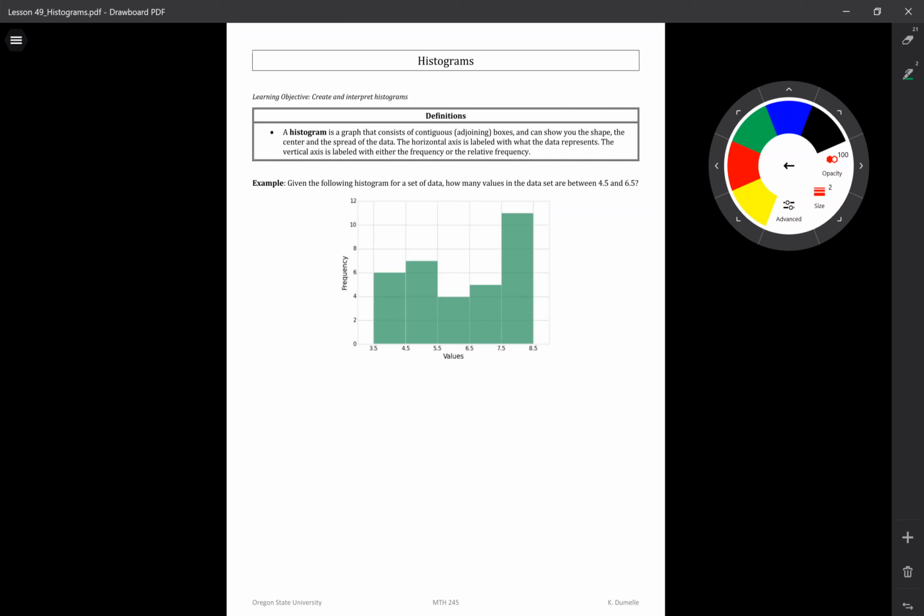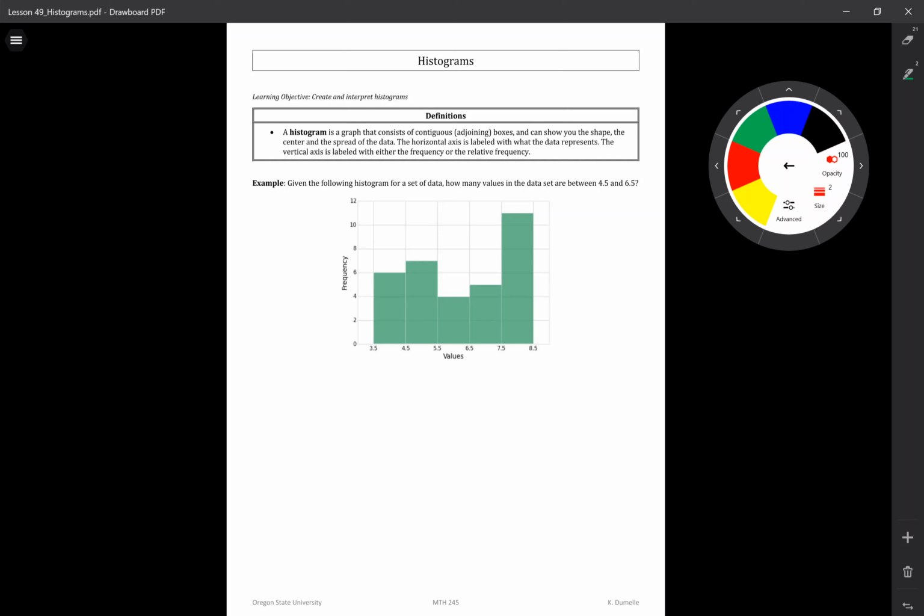So a histogram is a graph that consists of contiguous or adjoining boxes and can show you the shape of the data. So where is most of the data located, the center, and the spread of the data. The horizontal axis is labeled with what the data represents, and the vertical axis is labeled with either the frequency or the relative frequency.